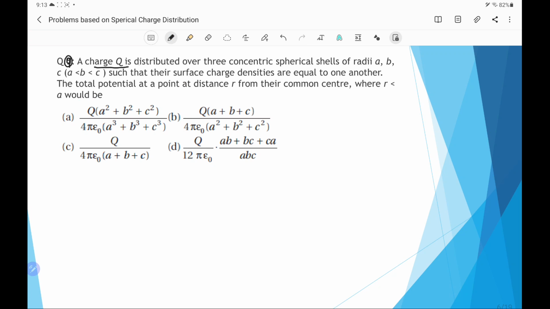Here charge Q is distributed over 3 concentric spherical shells of radius A, B, C, where A is less than B less than C, such that their surface charge densities are equal to one another. The total potential at a point which is at a distance r from their common center, and r is less than the A, that means it is inside the smallest shell.